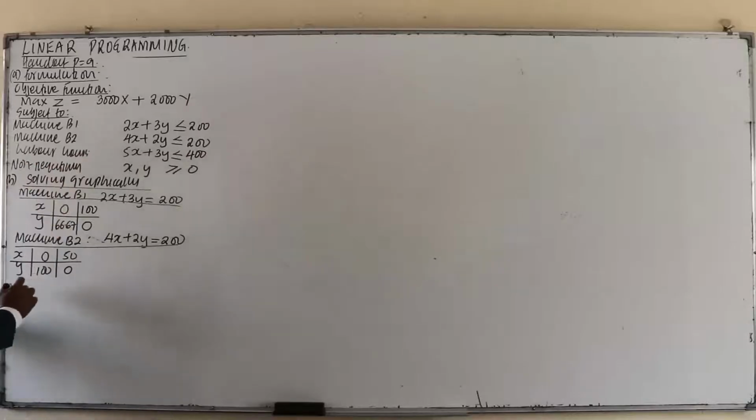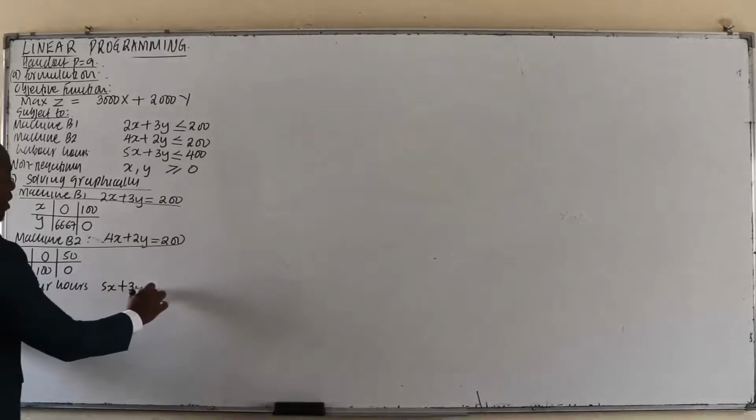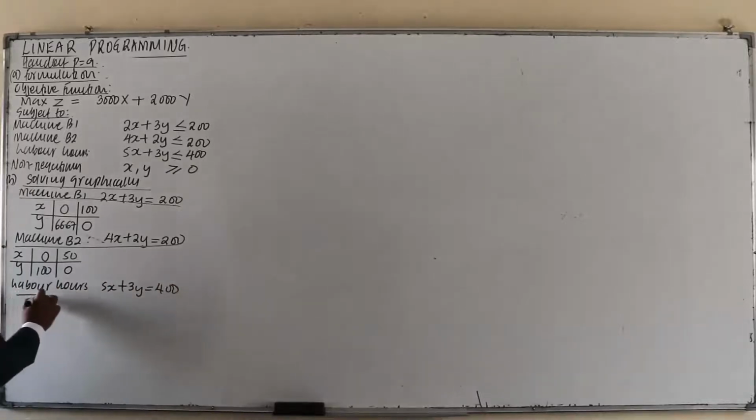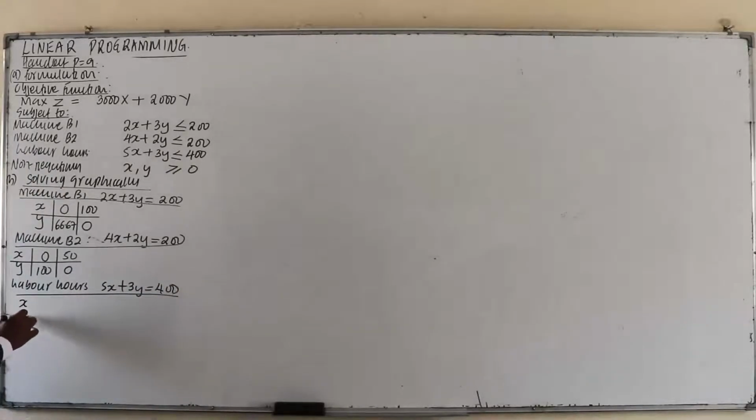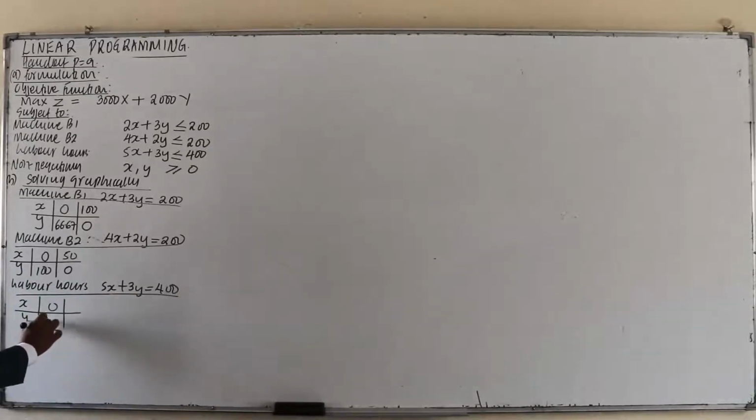And then we have labor hours. Now, labor hours, the equation is 5x plus 3y equals 400. X, y. Assuming x is 0, how much would y be? 400 divided by 3, you get 133.3. Assuming y is 0, how much would x be? 400 divided by 5, you get 80. Good.